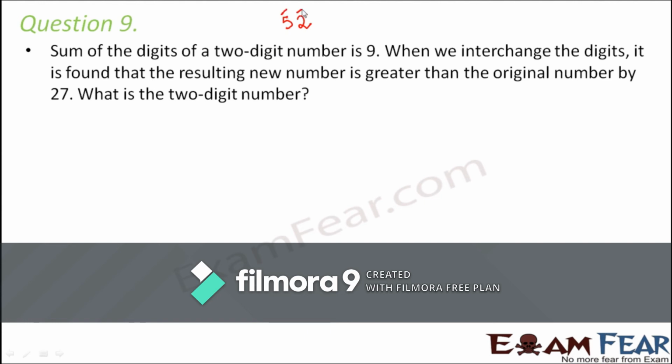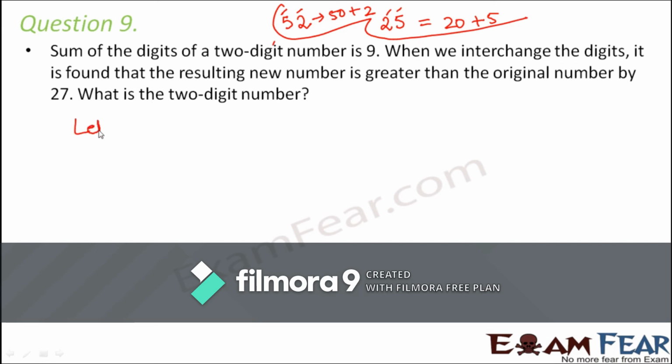So these are the digits. 5 and 2 are the digits which together form the two-digit number 52. Now when you interchange the digits, it becomes 25. So the overall value of this number changes the moment you interchange the position of the digits. Another important thing is 25 can be written as 20 plus 5. Similarly, 52 can be written as 50 plus 2. Now we will make use of all these small concepts to solve this question.